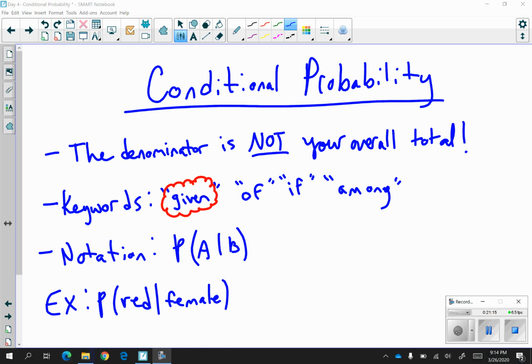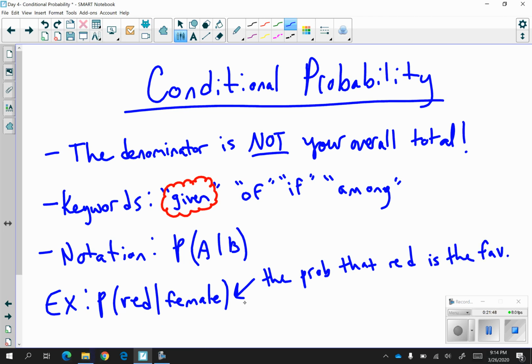And next is the notation. So remember that P of A slash B means the probability of A given B. For example, if you see this, this is the probability of red given that they are female. So let's say we're talking about favorite color. So the probability that red is the favorite color given they are female.